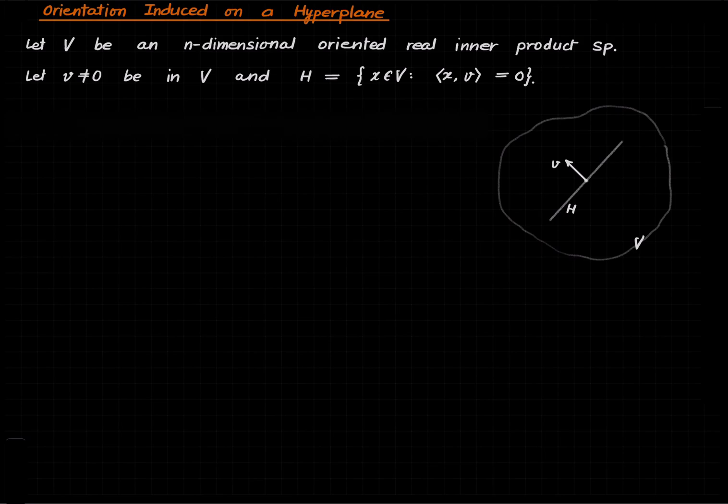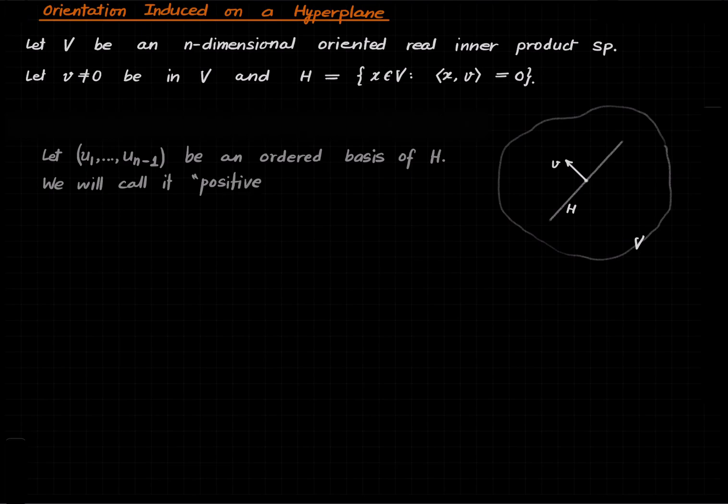And how do we do that? So let u1 up to un minus 1 be some ordered basis of H. We will call this positive type if this particular basis of the vector space V, with v appended, has the same orientation as the one we have chosen for V.